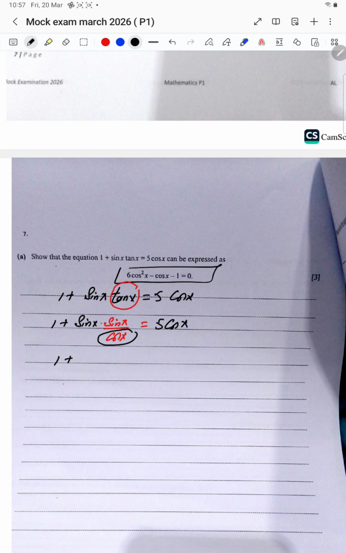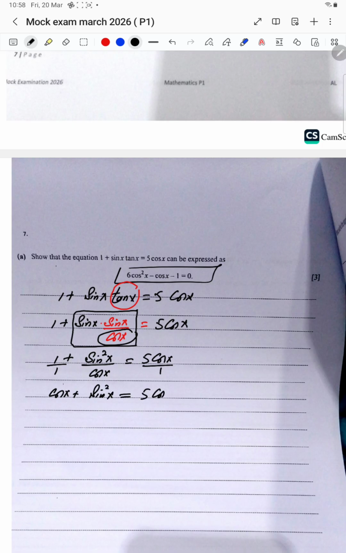Let me do this step first, because here the students made some mistakes. They took the LCM and multiplied this as a single term, guys. One or two students, I found, made this mistake. He or she multiplied this with the cos as well. It becomes 1 sine squared over cos of x equal to 5 cos of x. Now multiply each term with cos x. I will get cos x plus sine squared x is equal to 5 cos squared x.